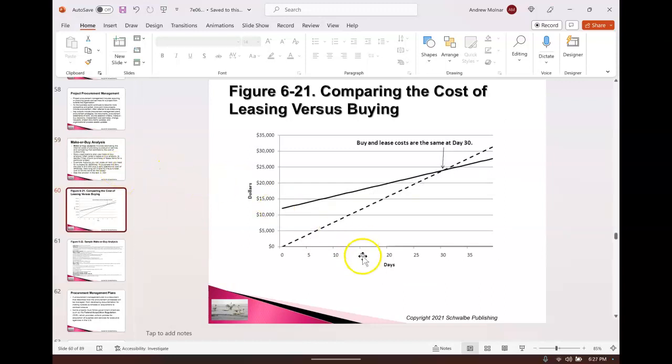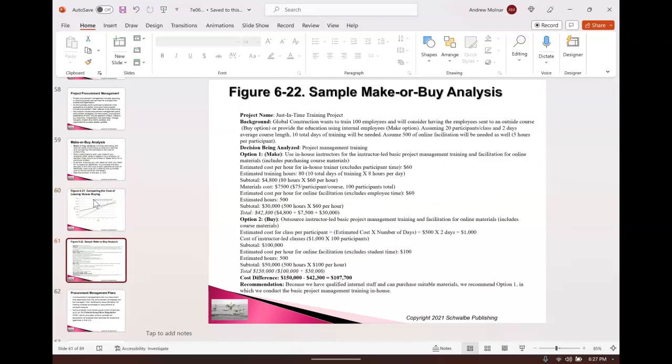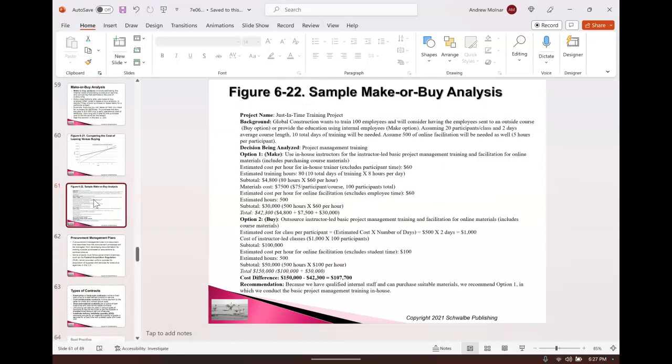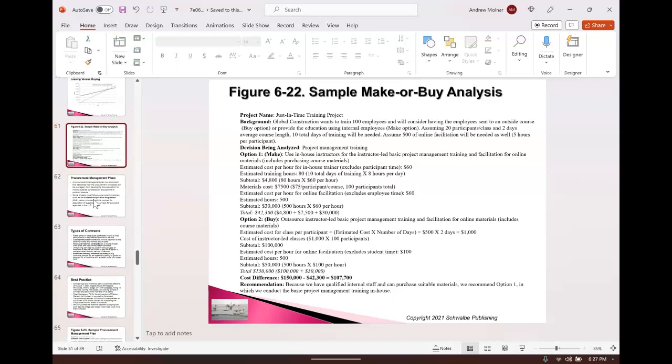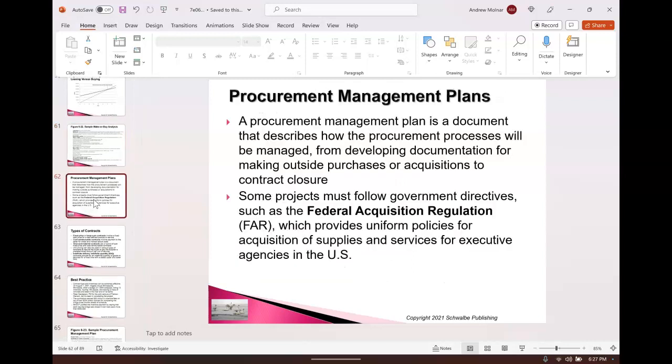What if the project was only 15 days, right? Well, you notice the crossover point, buy versus lease, is at 30 days, right? So anytime prior to that would be one decision. Anytime after that would change the results. So it may depend on how long your project is planned for. So this is a good sample make or buy analysis. You can pause and review it at your leisure.